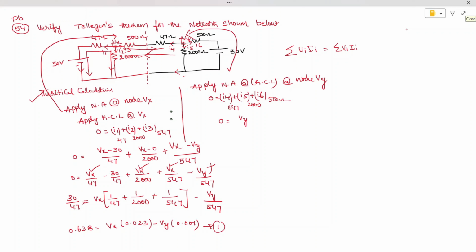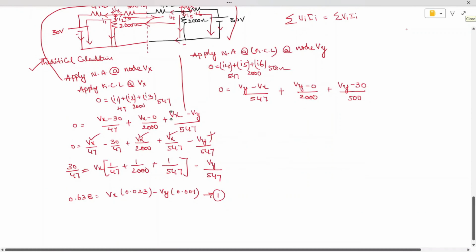Since this is flowing in this direction, I have to write Vy minus Vx divided by 547. How to write the current flowing in this branch? You can write it as Vy minus 0 divided by 2000. How to write the current flowing in this branch, which is I6? This is nothing but Vy minus the leaving terminal voltage, 30, divided by the r value, 500. Okay, so here we can segregate x terms and y terms.